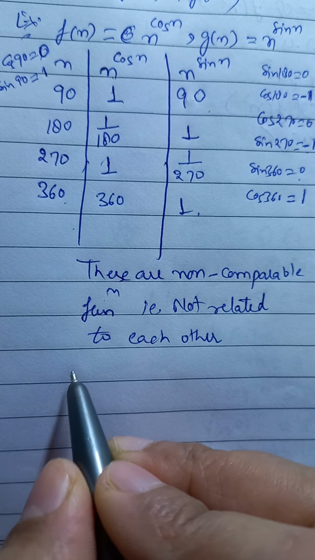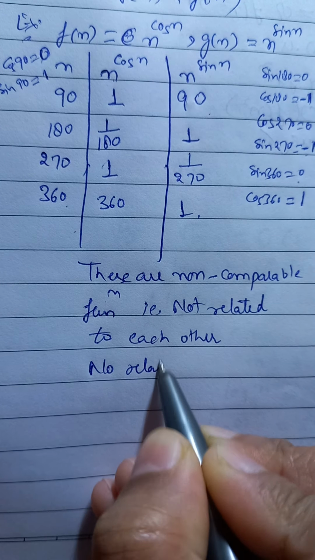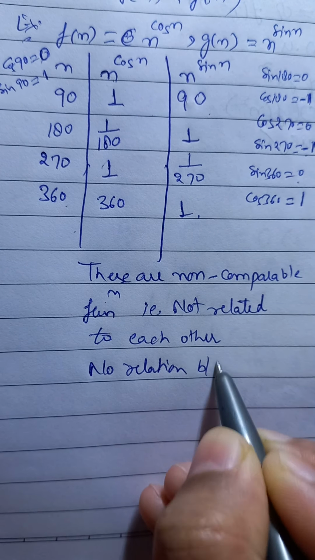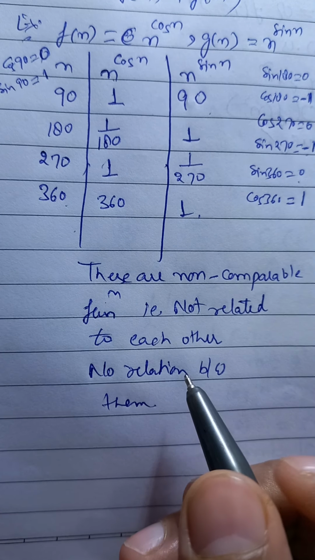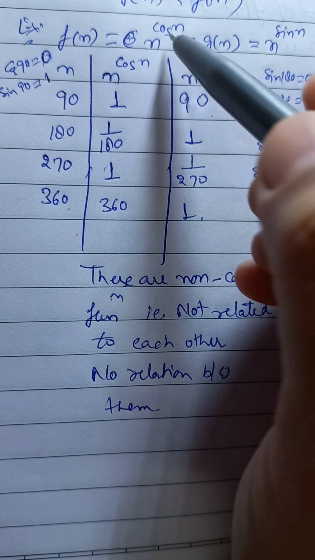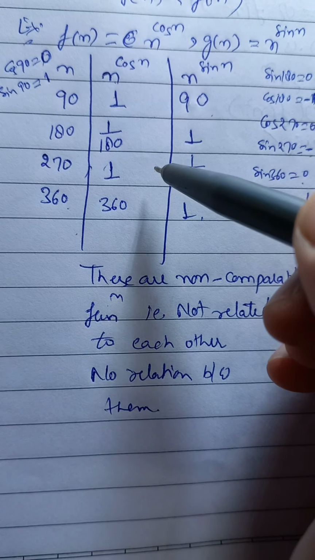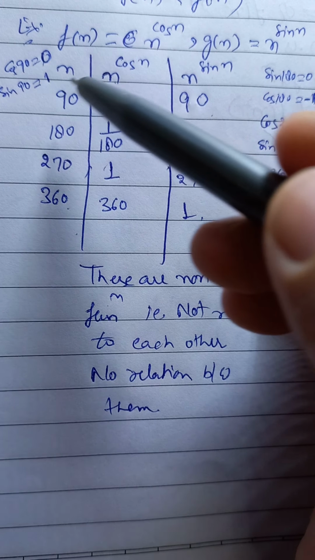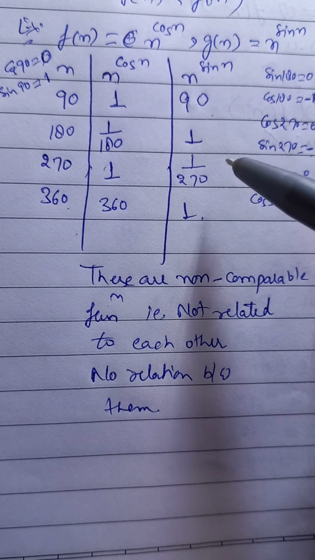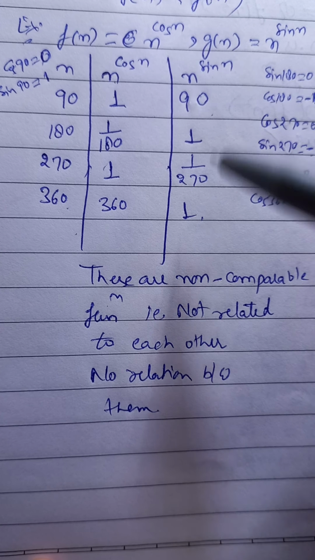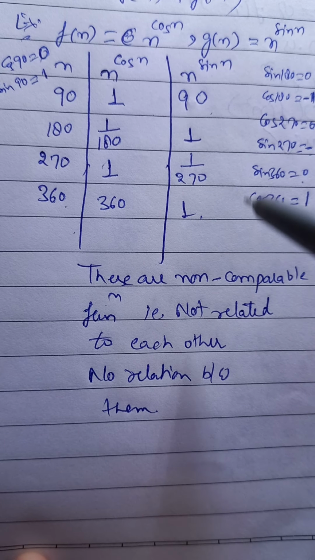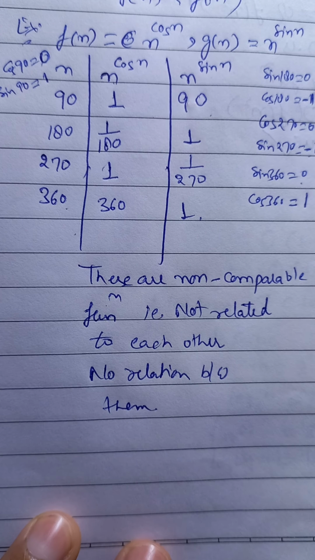So we can say there is no relation between them. By simply putting in some formulas, either we can get the value, or if that is not possible, then by simply putting in the n values we can find whether there is a relation or not. And in this case we find that there is no relation between them. So this is the way we can find these things.